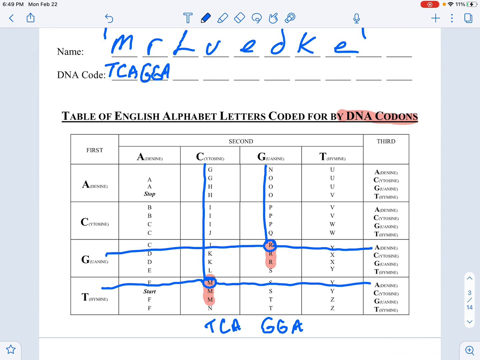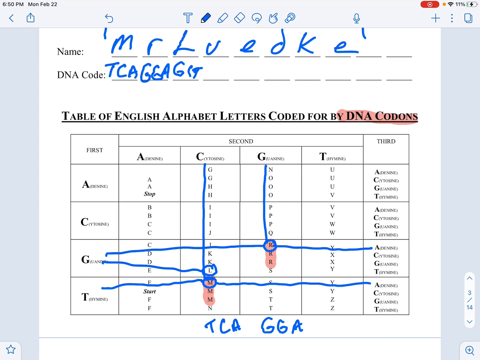I'll just do one more as an example here. In the case of an L, it looks like there's only one possibility for an L. So in that case, the code would have to be a guanine, a cytosine, and then a thymine. All right, so why don't you go ahead and push pause and figure out yours.